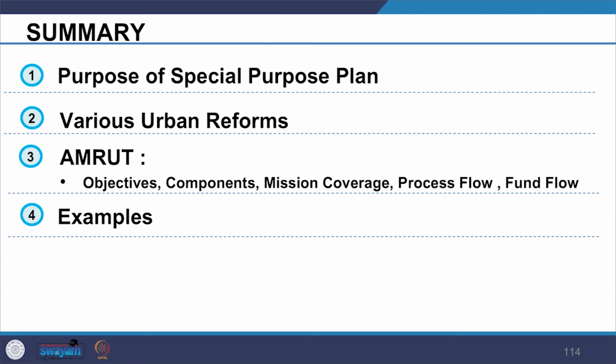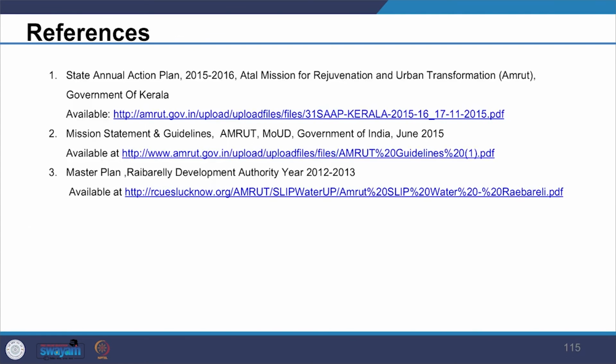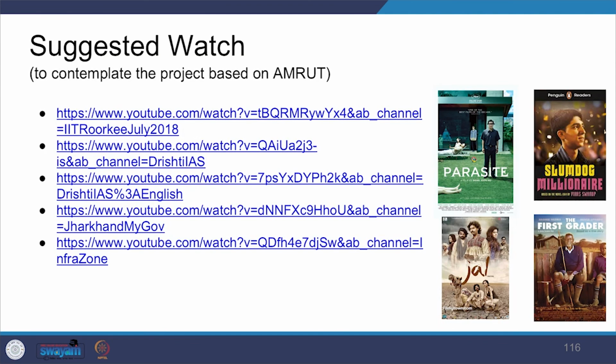So, we had looked into the purpose of special purpose plans, various urban reforms and the details of AMRUT, and we also looked at some of the examples. These are the references which have been used. Our coverage was limited, with the scope to make you aware of the topic. There are enormous readings and movies available to explore. A few are suggested here. This is not an extensive list. You may feel free to suggest more from your experience.